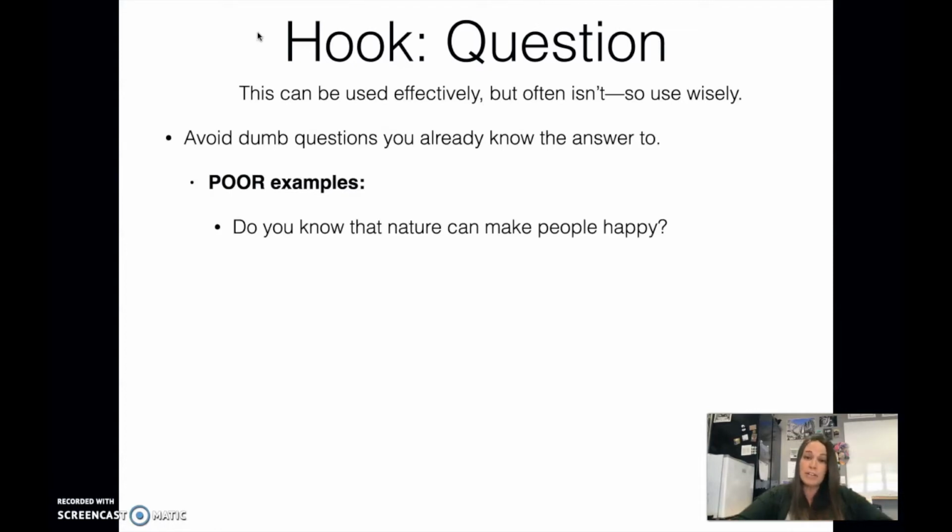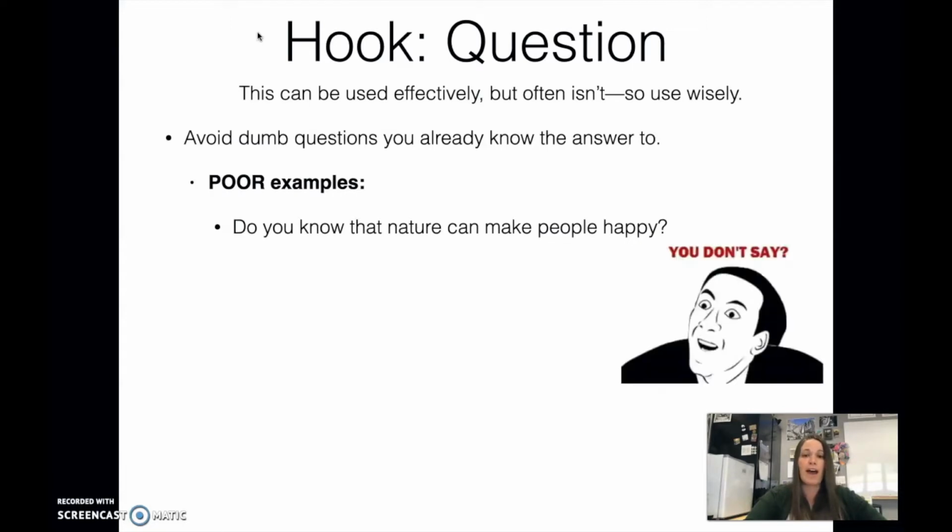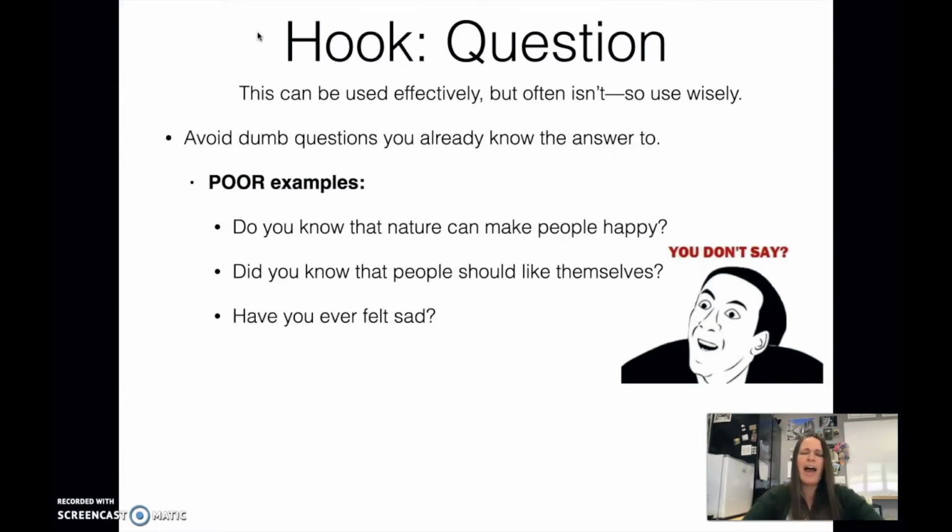Do you know that nature can make people happy? Yeah, I think I'm pretty aware of that, okay? Did you know that people should like themselves? Yeah, I think that's generally accepted that we should like ourselves. Or, have you ever felt sad? No, I've never felt sad. I'm a robot. Like, of course, everybody's felt sad. So those are all dumb questions. Everybody knows the answer to them.